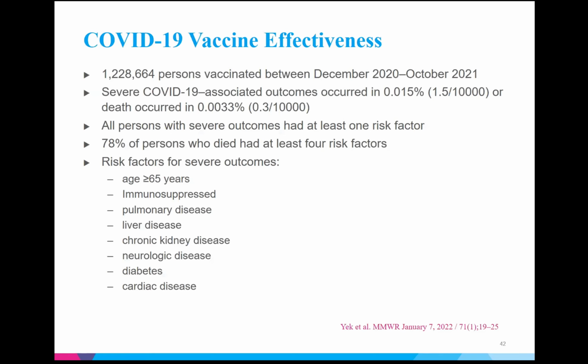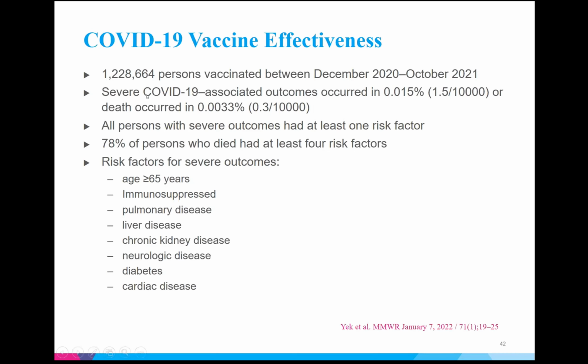And that was the end of that, but I wanted to share something hot off the press. This was just published January 7, 2022 in the MMWR, and I'm switching to COVID a little bit. This is actually CDC data on more than 1.2 million people who were vaccinated between December 2020 and October 2021. This is data from 465 healthcare facilities, right? And so this is the justification for why we are vaccinating people.